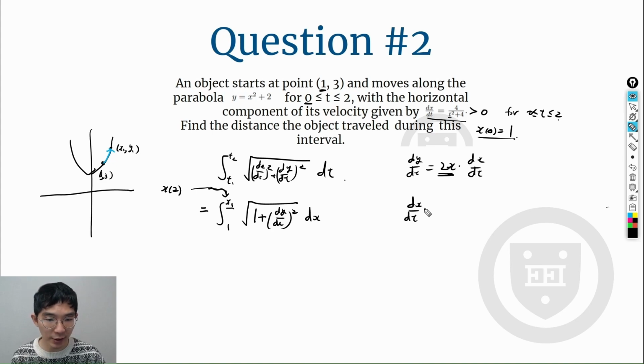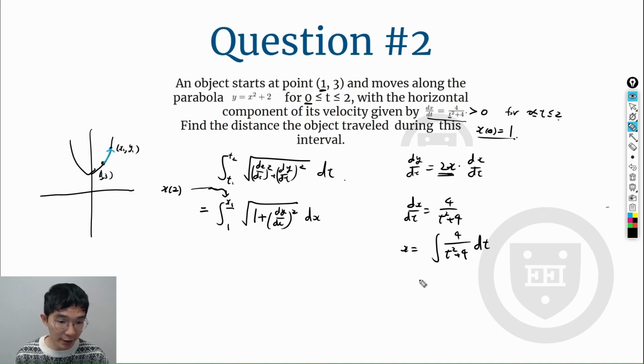dx/dt is equal to 4 over t squared plus 4. If we integrate with respect to t, what do we get? x has to be equal to the integral of 4 over t squared plus 4 dt. And let's try integrating. So what do we do when we divide both the numerator and denominator by 4? We get 1 over (t squared over 4 plus 1) dt.